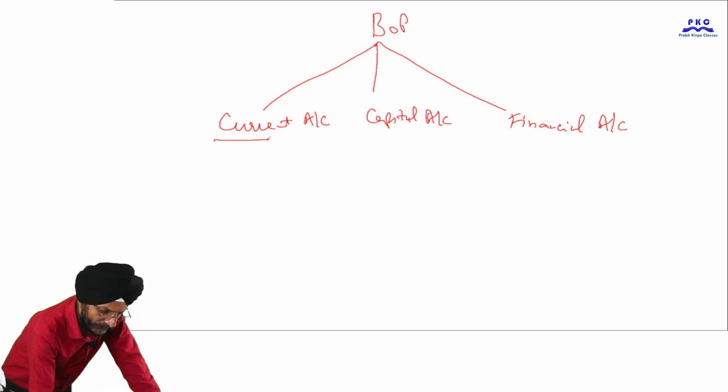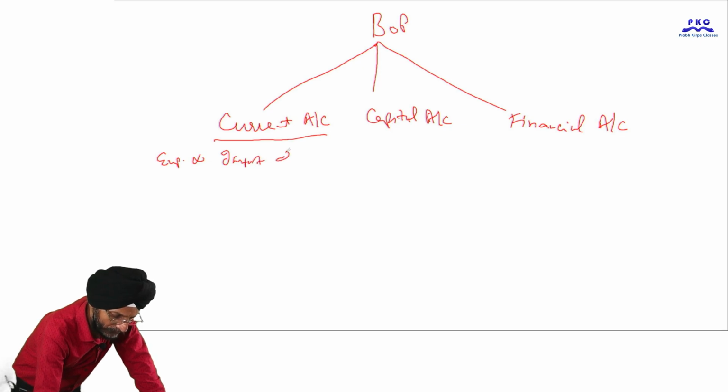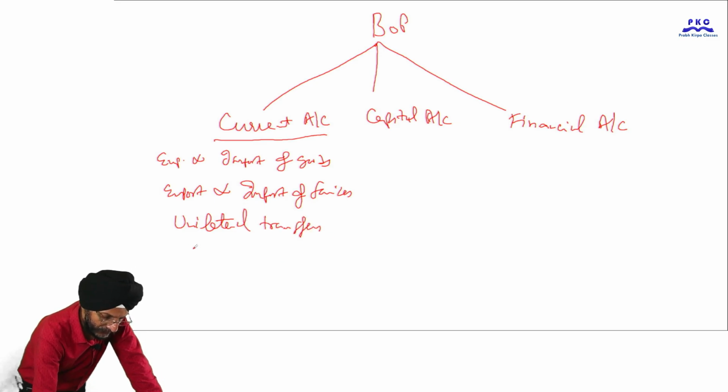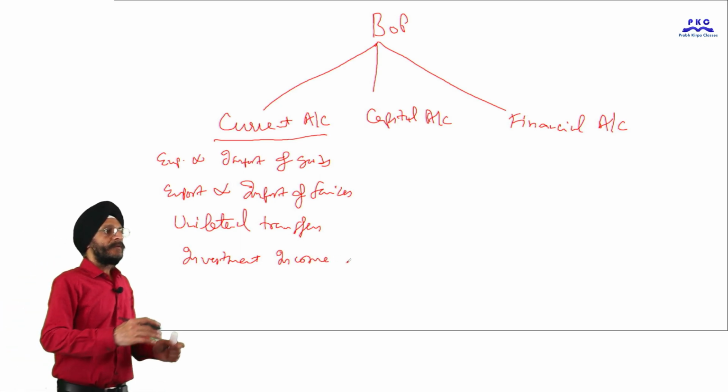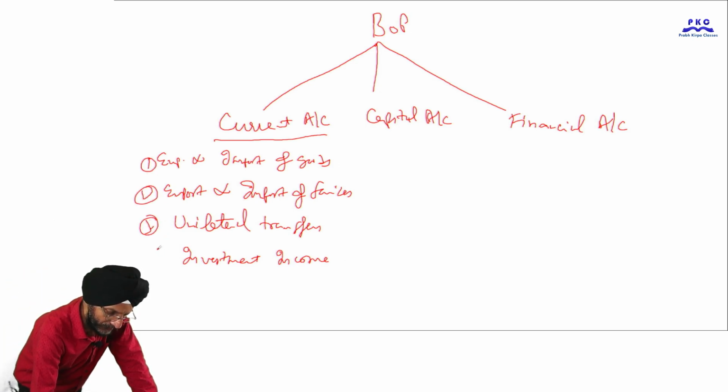In the case of current account, we take into account export and import of goods, export and import of services, unilateral transfers paid and received, and investment income paid and received. These are the four components of current account.